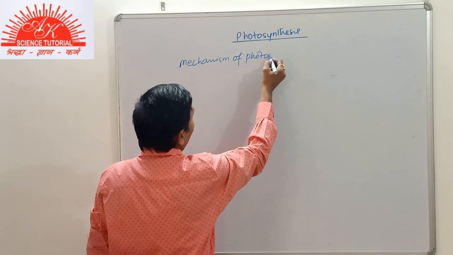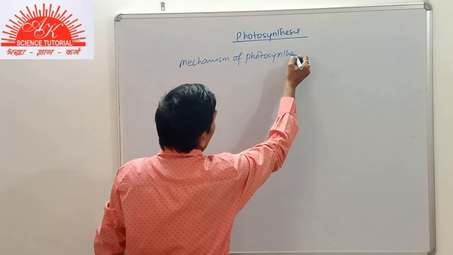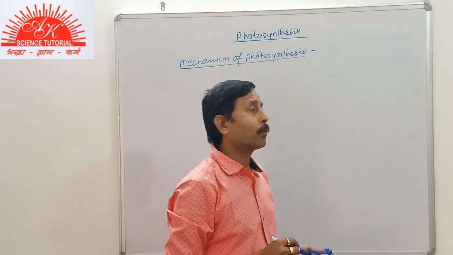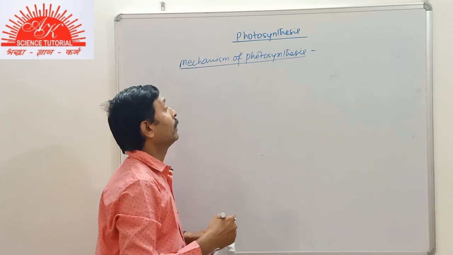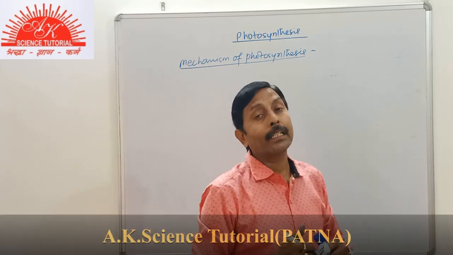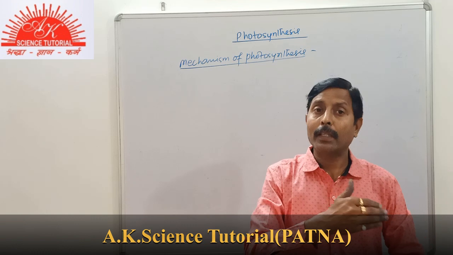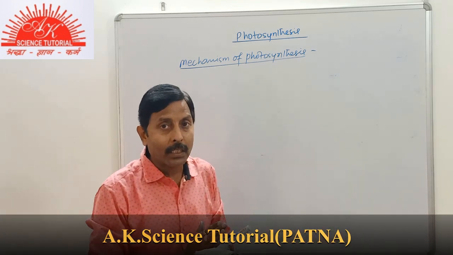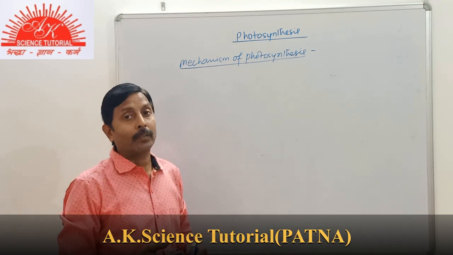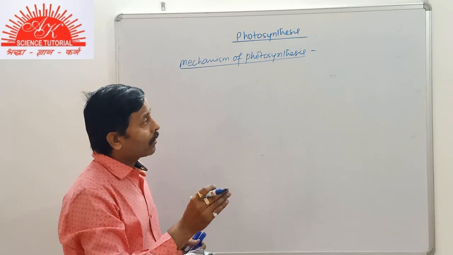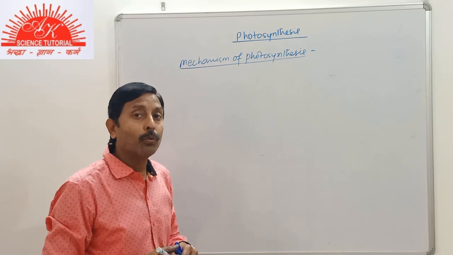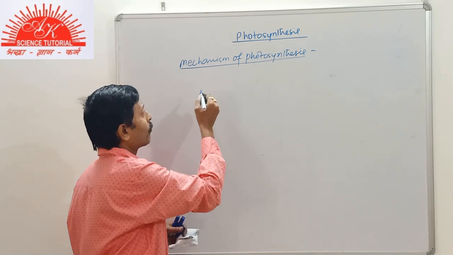Mechanism of photosynthesis. That is, how does this process occur in the chloroplast, in the leaf, or in any green part of the plant. Photosynthesis takes place in two parts. As we have mentioned earlier, in chloroplast there are two major structures. One is thylakoid or collectively grana, and another is stroma. So in these two parts, the different processes take place. As a whole, it will produce glucose or sugar, that is a carbohydrate.